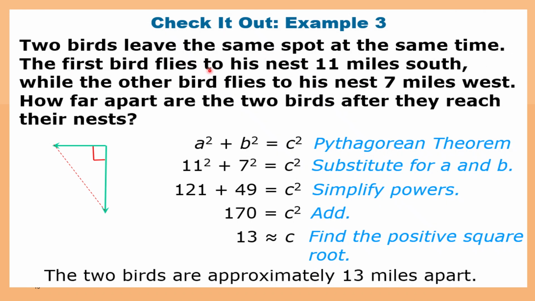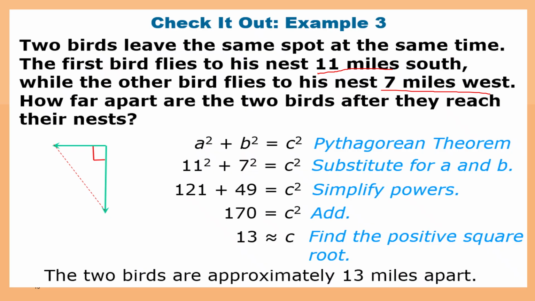Now, two birds leave the same spot at the same time. The first bird flies to his nest 11 miles south, while the other bird flies to his nest 7 miles west. How far apart are the two birds after they reach their nests? Still we are looking for the hypotenuse. From the Pythagorean theorem, we have a squared plus b squared equals c squared. 11 miles south and 7 miles west, so we get 11 squared plus 7 squared equals c squared.